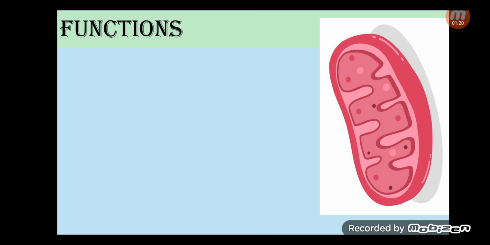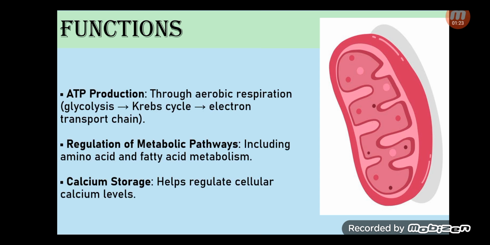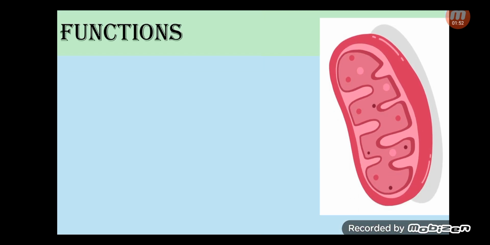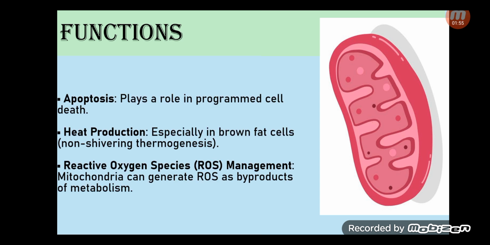Now we will talk about the functions of mitochondria. The first one is ATP production through aerobic respiration. Glycolysis, the Krebs cycle and the electron transport chain work together to produce energy for the cell. Then it also does regulation of metabolic pathways, including amino acid and fatty acid metabolism. They also play a role in calcium storage, and that helps regulate cellular calcium level.